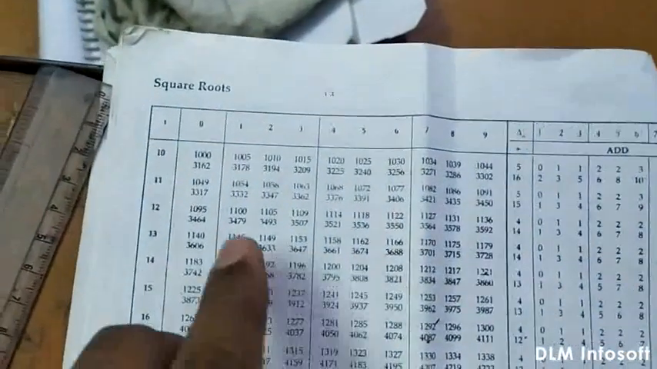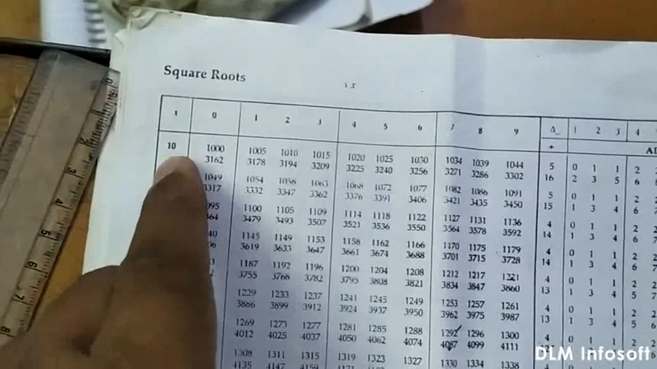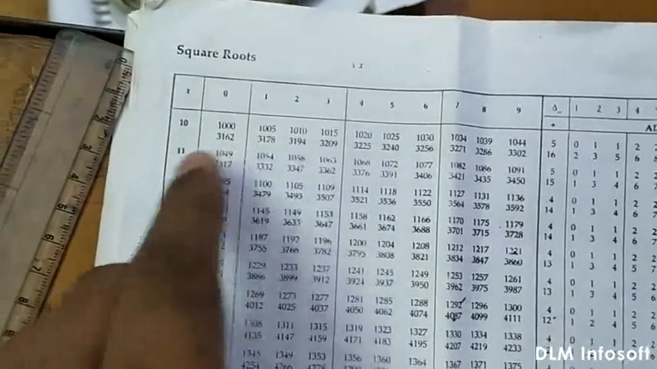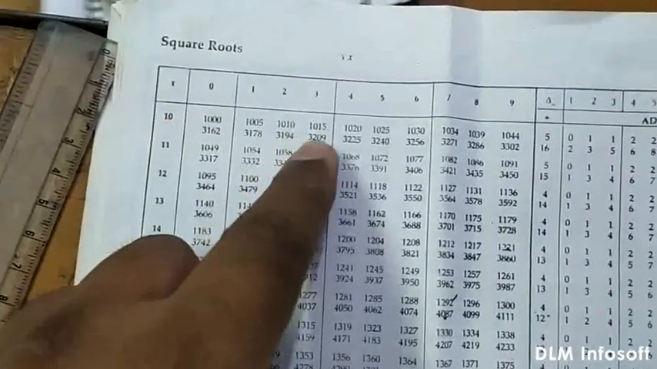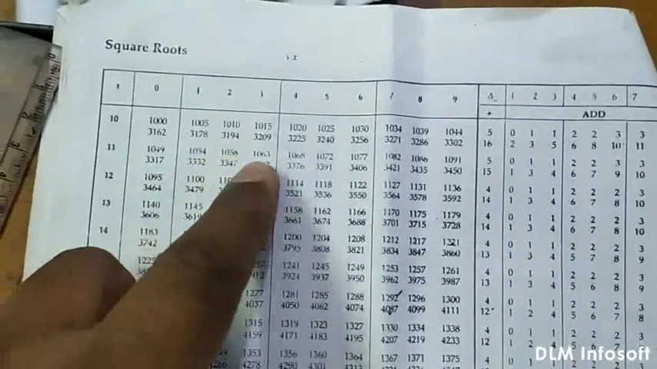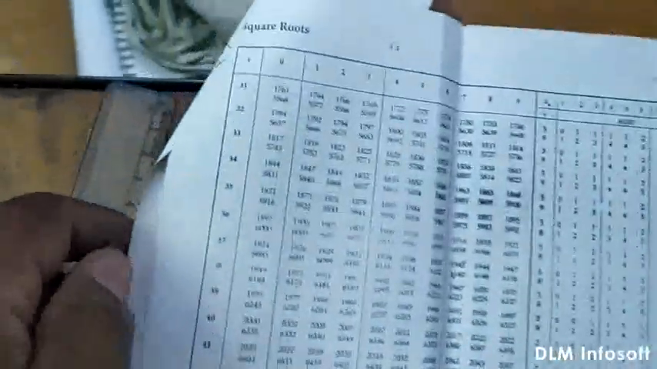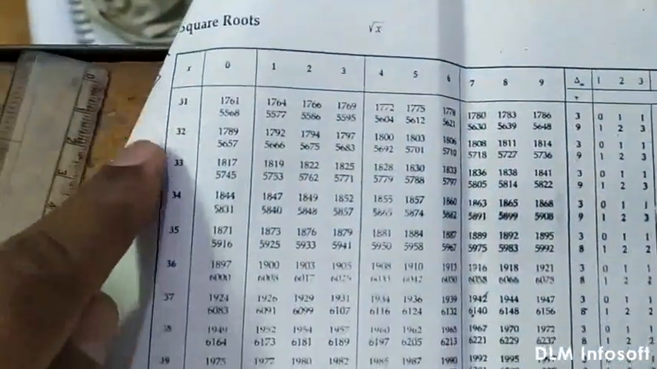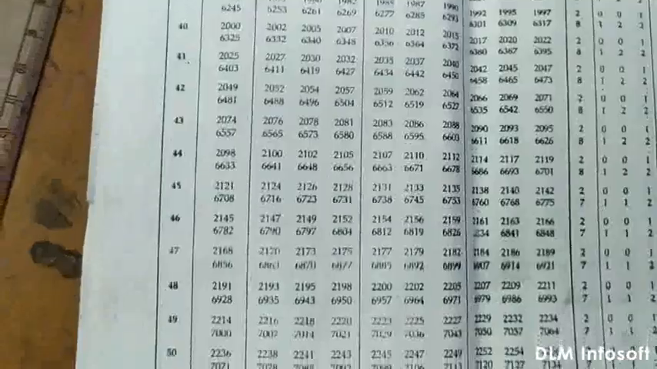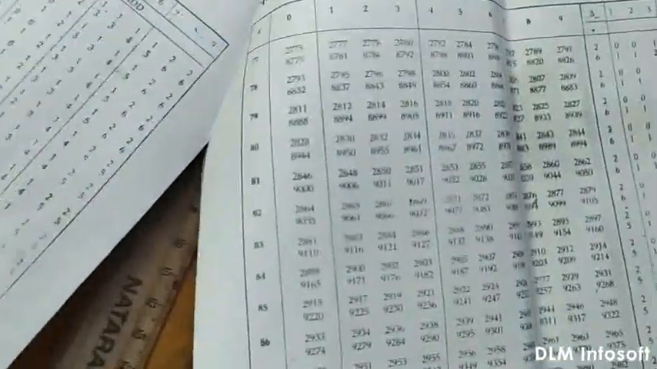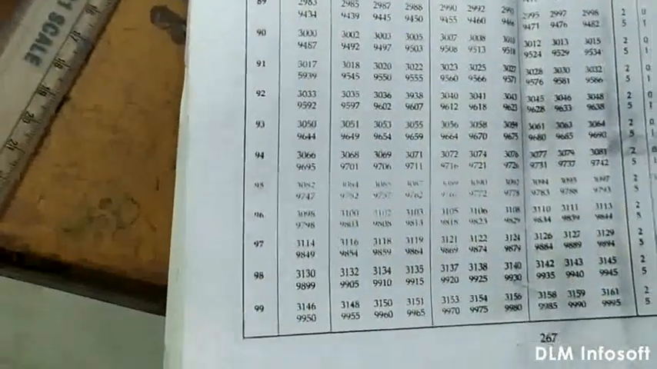Then you can see that in front of every two-digit number there are two lines. In front of 10 there are two lines. Then in front of 11 there are two lines. Similarly after 30, it is 31 up to where? Up to 53. Then on the next page, in this way it is up to 99.